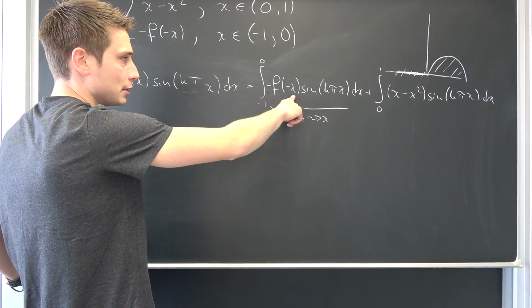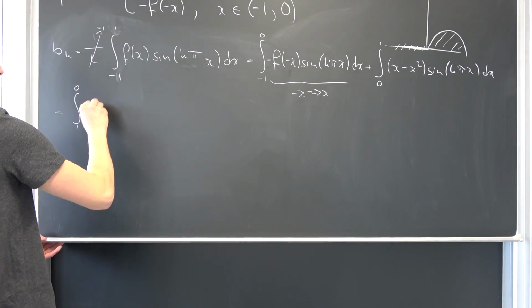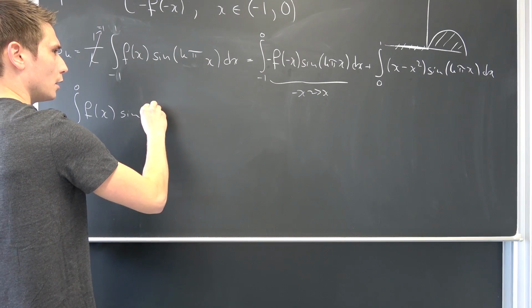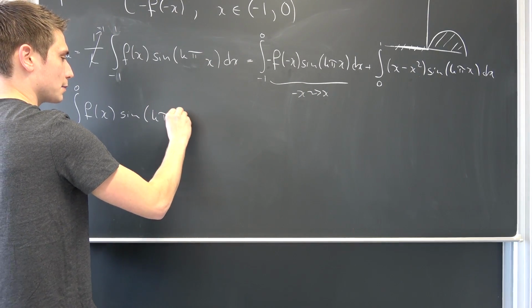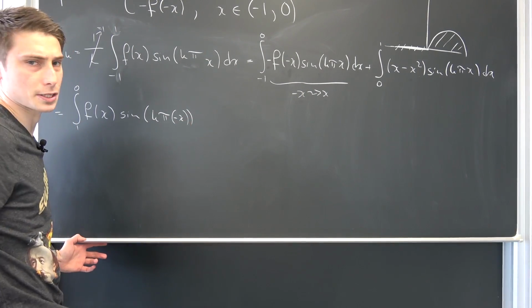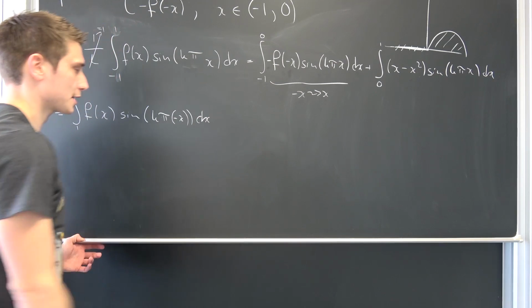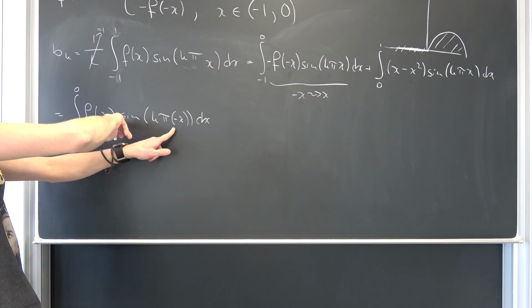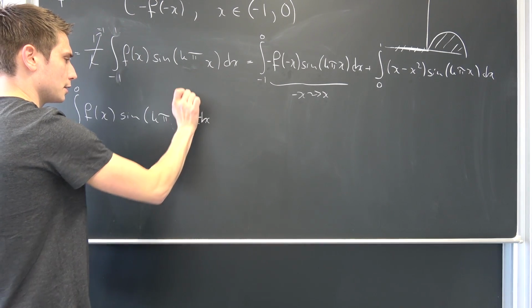f(-x) is going to be f(x). And then we have the sine of k times pi times -x. Okay, I hope you can see where this came from. Times dx. Sine is an odd function, meaning we can bring this negative sign to the outside. Okay?